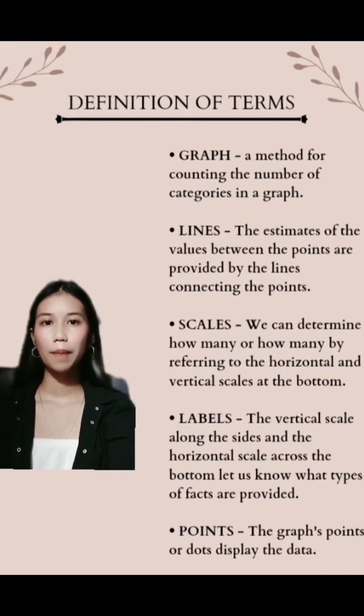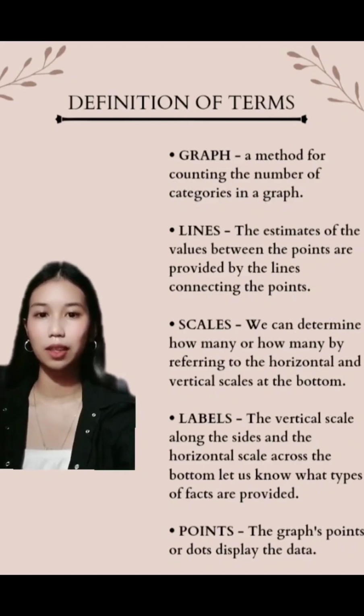Graph: a method for counting the number of categories in a graph. Lines: the estimates of the values between the points are provided by the lines connecting the points. Scales: we can determine how many by referring to the horizontal and vertical scales at the bottom. Labels: the vertical scales along the sides and the horizontal scales across the bottom let us know what types of facts are provided. Points: the graph's plotted points display the data.